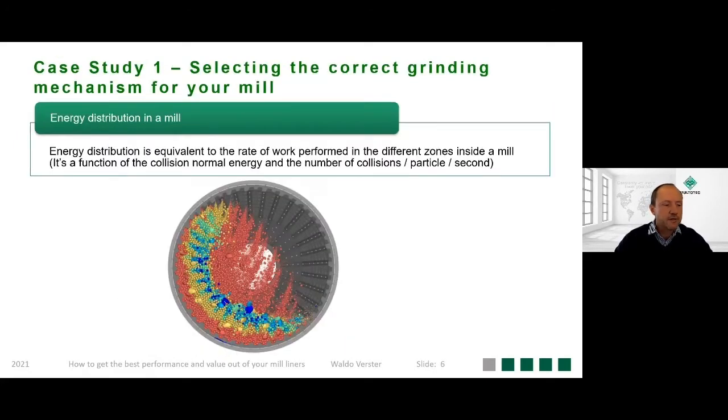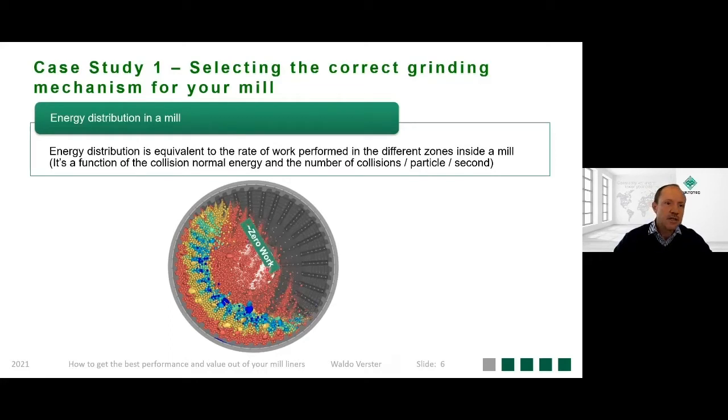So we had a look at the different grinding mechanisms and the zones inside a mill, but how do we quantify which part of the mill is performing how much grinding? One method to evaluate this, or to quantify the amount of grinding that's taking place in your mill, is to look at the energy distribution inside the mill. It is defined as the rate of work in the specific zones inside the mill, and it is a function of the collision normal energy and the rate of work. That rate of work is defined as the number of collisions per particle per second.